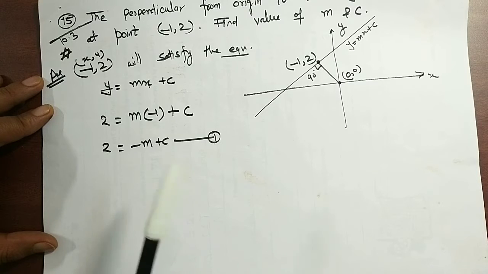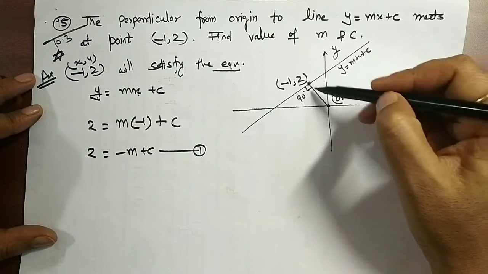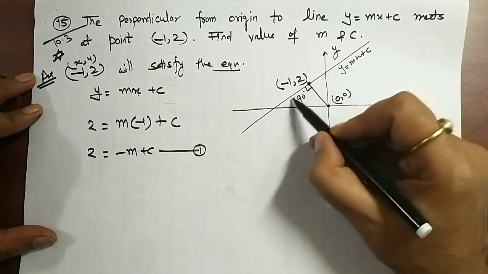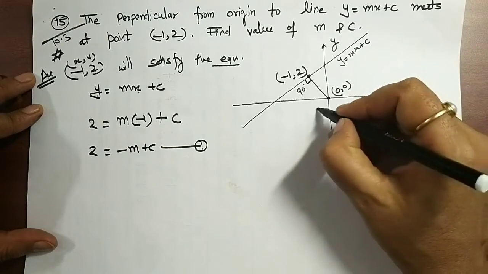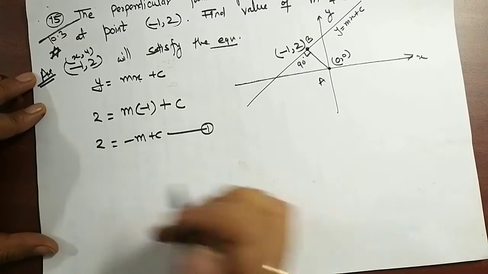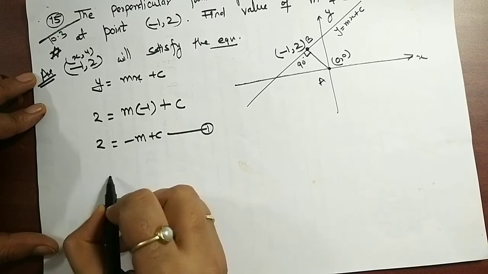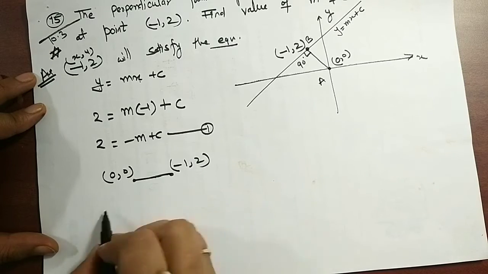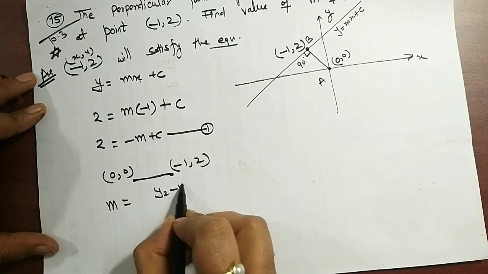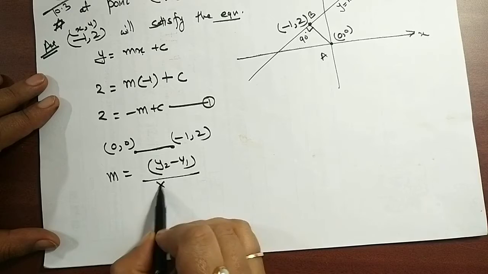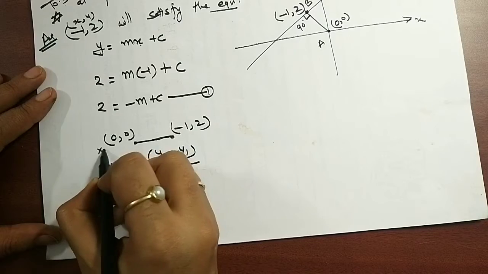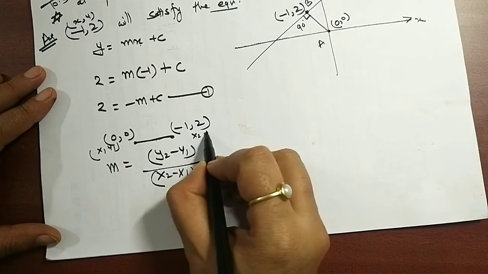But I need one more equation because there are two unknowns. I need something else. Can I get the slope of this line? Correct? Suppose I'm calling this point A and this is B. So I'm saying 0, 0 and minus 1, 2. So joining these two points, what will be the slope? m will be y2 minus y1 by x2 minus x1. This will be the slope joining these two points. And suppose this is x1, y1 and this is x2, y2.